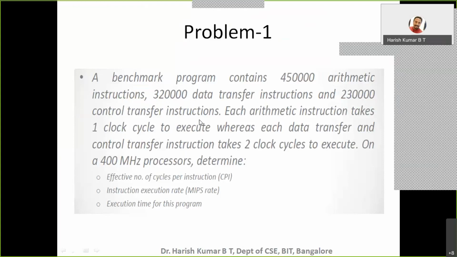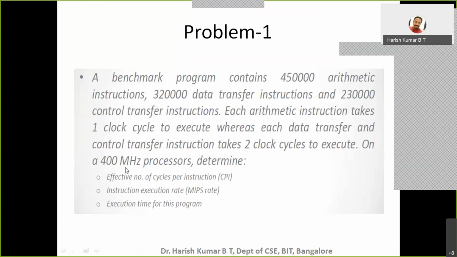are there. That means the program given to you has 3 types of instruction: arithmetic instruction, data transfer instruction, and control transfer instruction. And the count is also given. Now continue. Each arithmetic instruction takes 1 clock cycle to execute, whereas each data transfer and control transfer instruction takes 2 clock cycles to execute on a 400 megahertz processor.